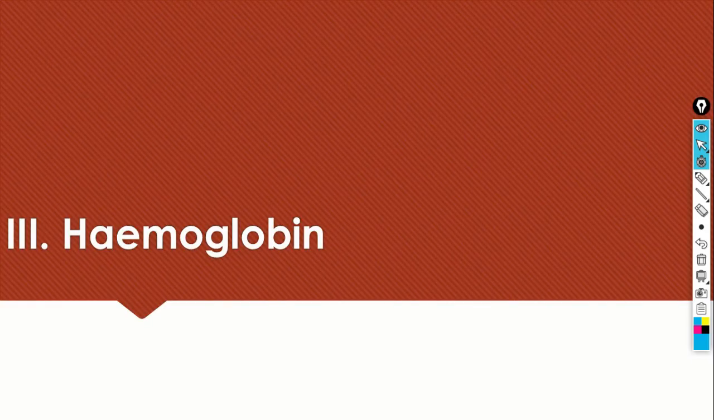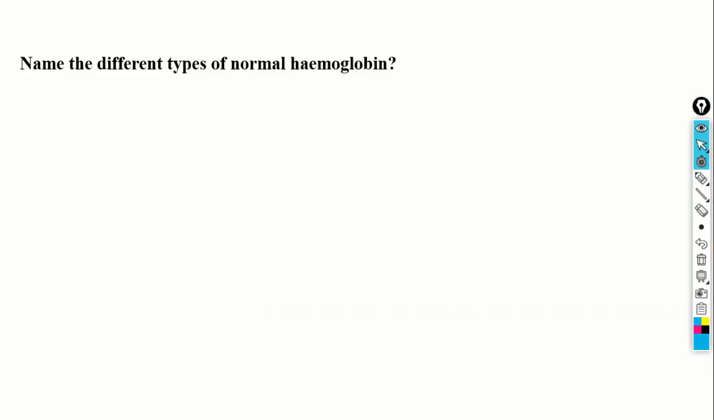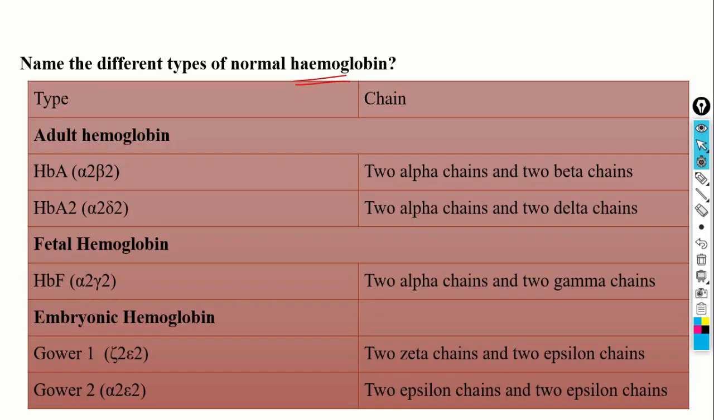So now we are moving into the hemoglobin practical. The first question you can expect is: name the different types of normal hemoglobin. Here you can say we have adult hemoglobin, fetal hemoglobin, and embryonic hemoglobin. Adult hemoglobin is alpha 2 beta 2, that is hemoglobin A, and we have hemoglobin A2, alpha 2 delta 2. So 2 alpha chains, 2 beta chains, and this one 2 alpha chains and 2 delta chains. These are normal adult hemoglobin. And normal fetal hemoglobin is alpha 2 gamma 2 chains, HbF.